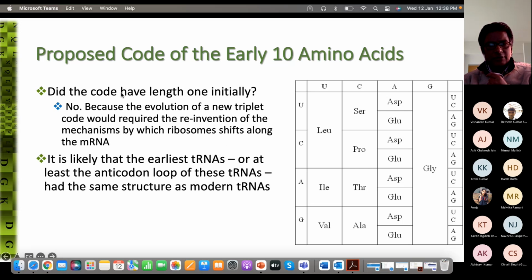So all of that would have required a huge amount of evolutionary energy, if you may put it that way, and that could not have been redone. Once the process is in place, it should have continued. So we can see that this is what happened. Okay.